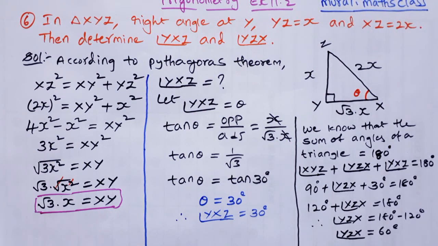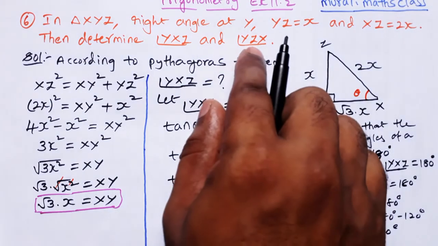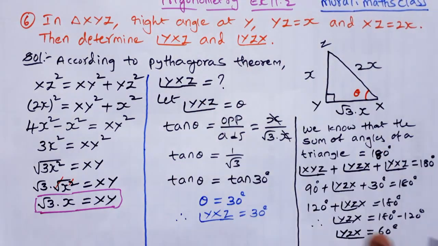That's it. So Y, Z, X angle 60 degrees. X, Y, Z angle here 30 degrees. Okay. No need to mark. That's enough. Okay. That's it.